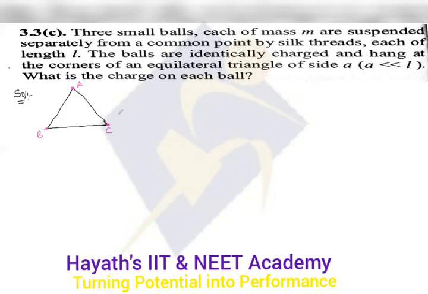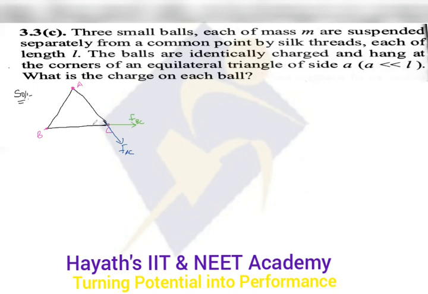So the force of attraction from A to C will be acting in this direction. At point C we will assume, I will name it as FAC. And from B to C the force of attraction will be going towards the right side, so I would like to take that part here, that is FBC. Now this is an equilateral triangle.